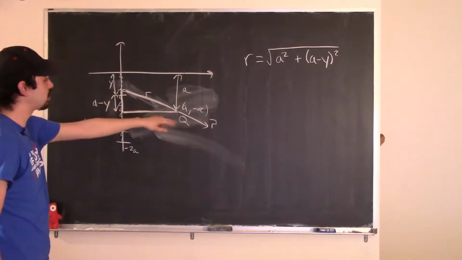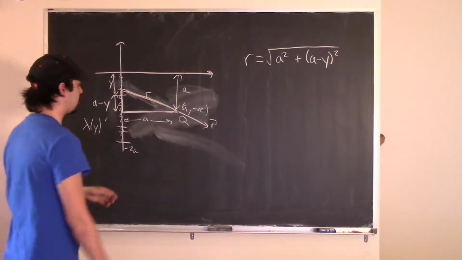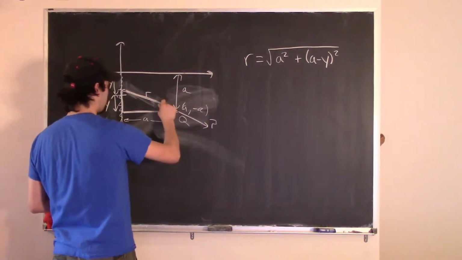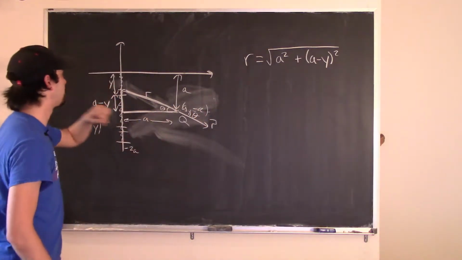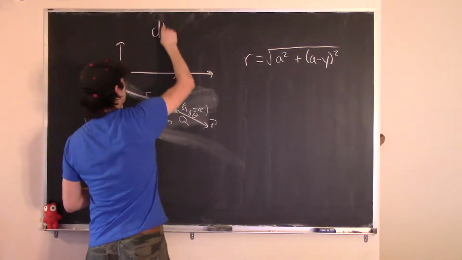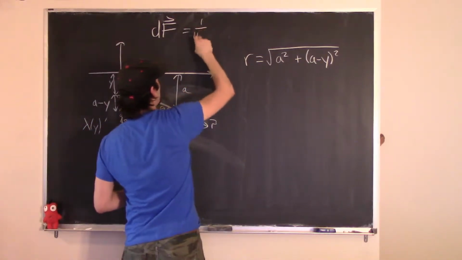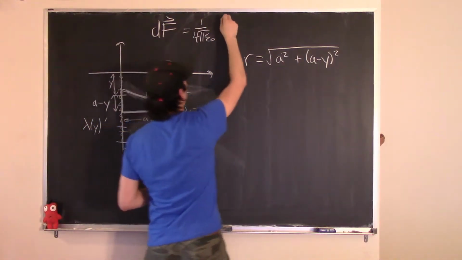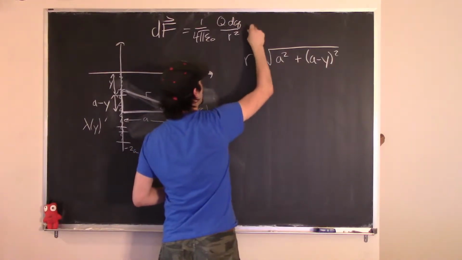Now, the next thing that we can do is look at what the unit vector r hat is if we draw some angle theta in here. Let me just write the general equation so you remember where we're trying to go here. That's to say that dF is going to be equal to 1 over 4 pi epsilon naught, q dq divided by r squared, times r hat.